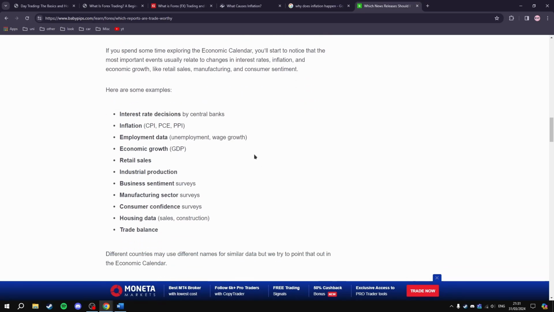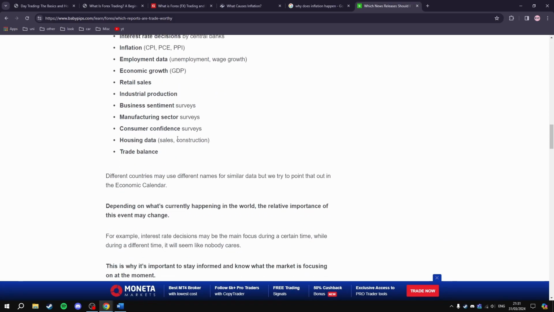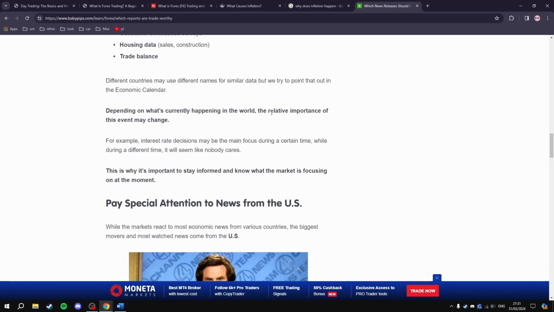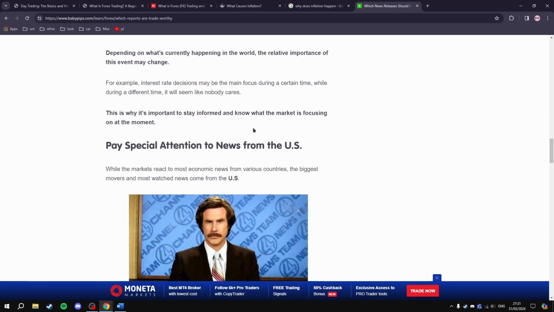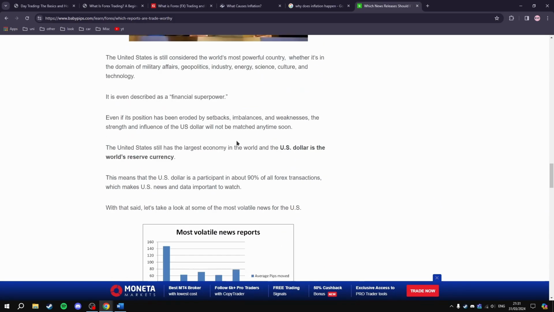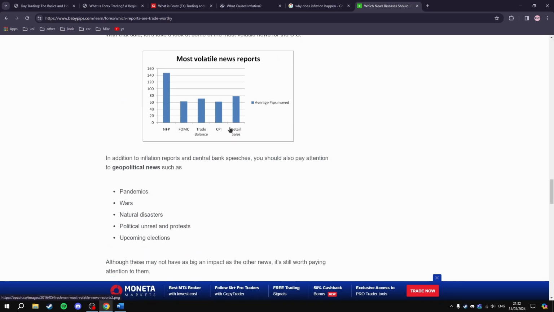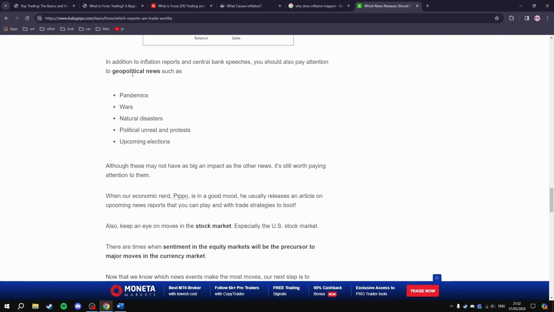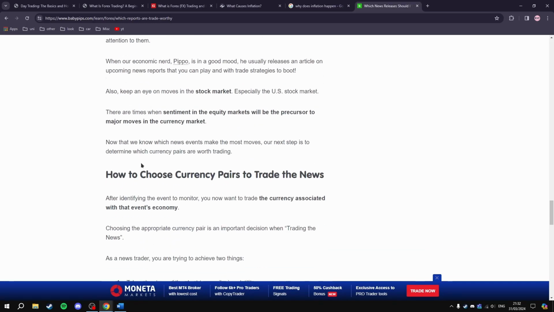And also some events usually relate to the changes in interest rate, inflation, economic growth, like retail sales, manufacturing, and consumer sentiment. Some examples, and depending on what's currently happening in the world, the relative importance of this event may change. Pay special attention to news from the US, and also look at the US stock market. Also pay attention to the geopolitical news.